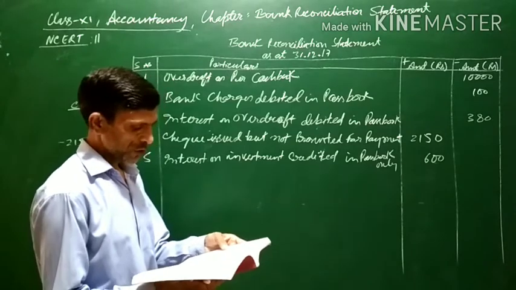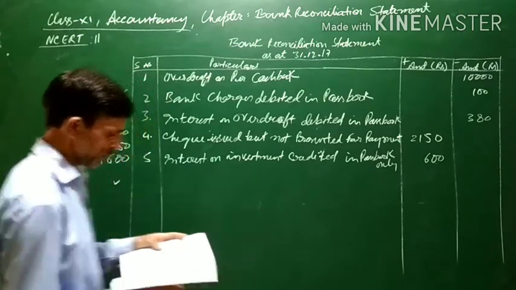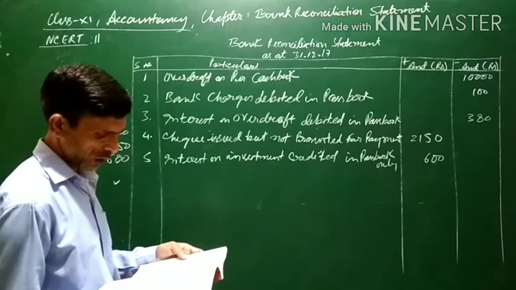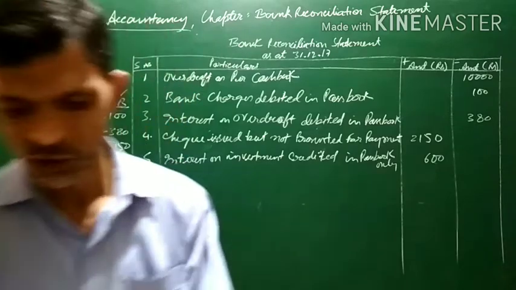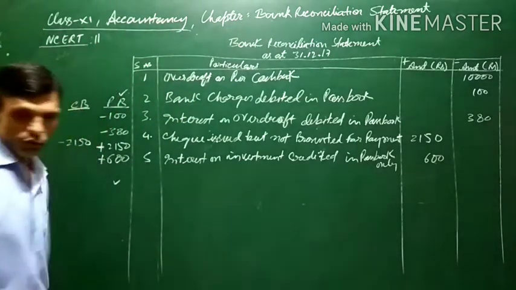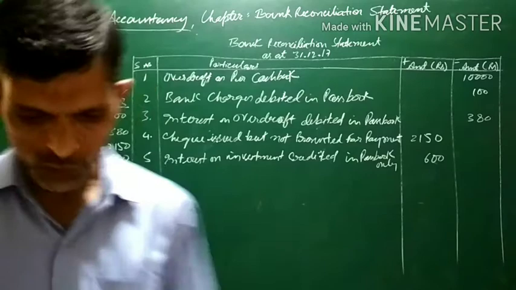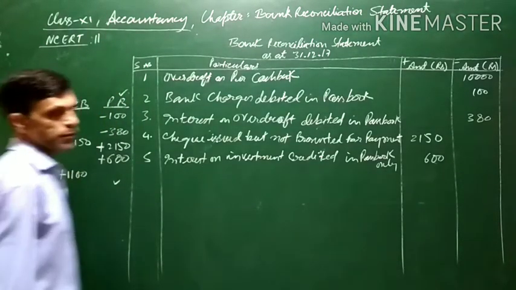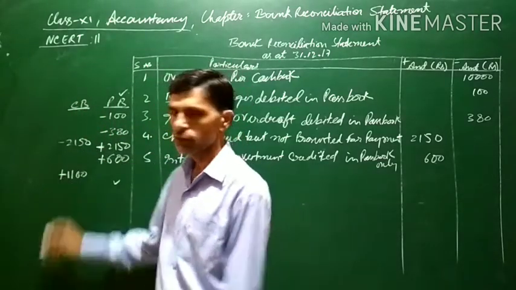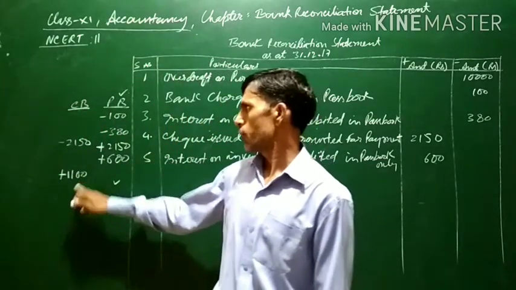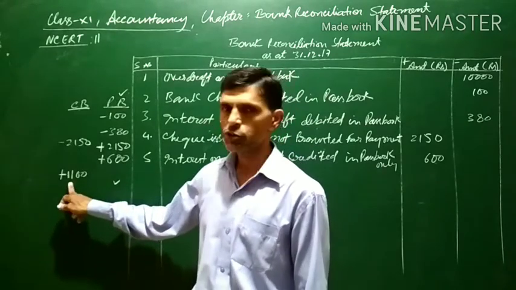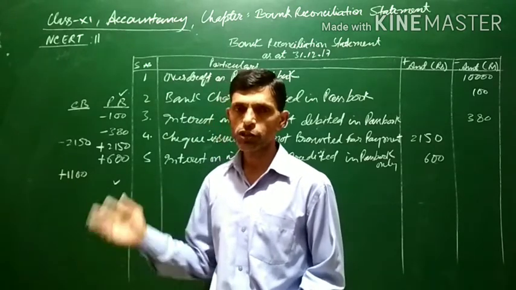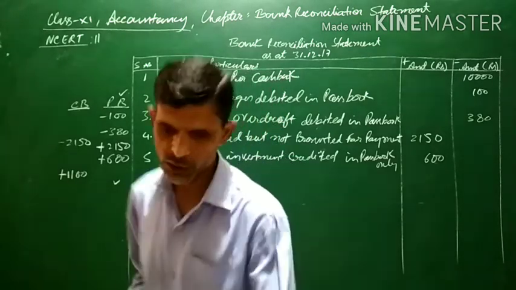Again the last one, checks paid into bank but not cleared before 31st December 2017. Now check has been paid into bank, means check was deposited into bank and the amount is 1100. Whenever we deposit the check into the bank, there will be an excess balance showing in the cash book, the amount will be reflecting as an increase in the balance as per the cash book.